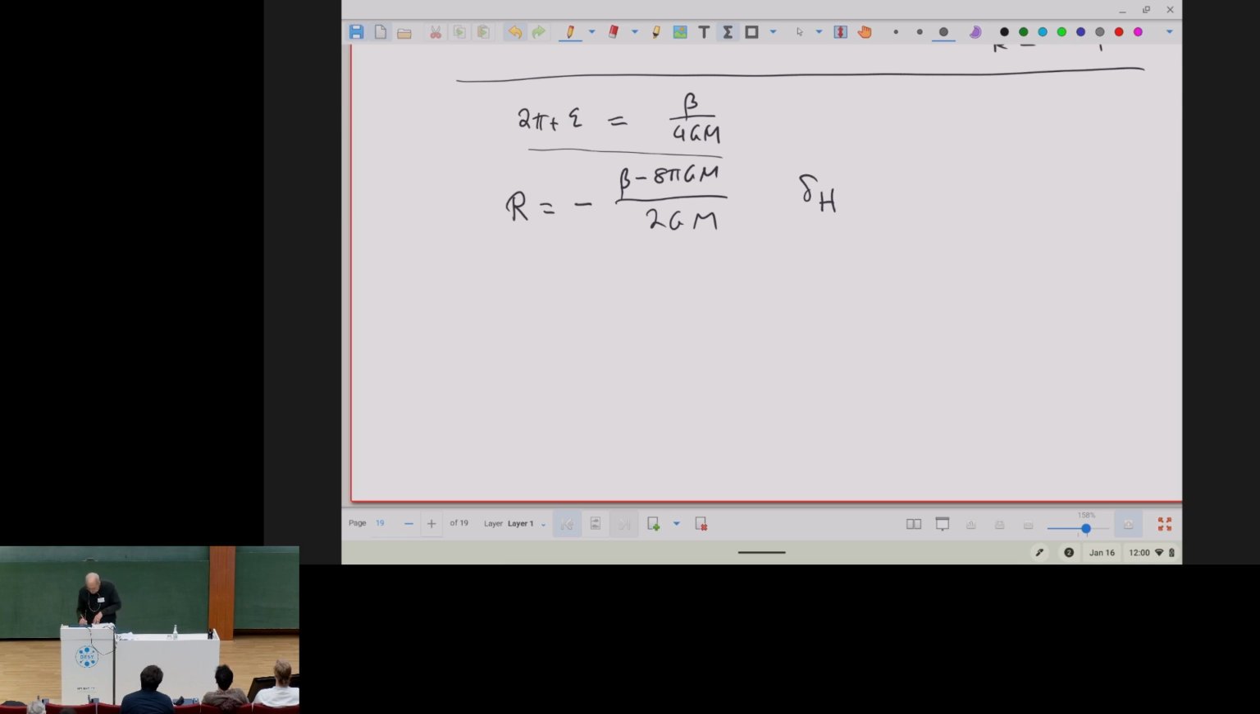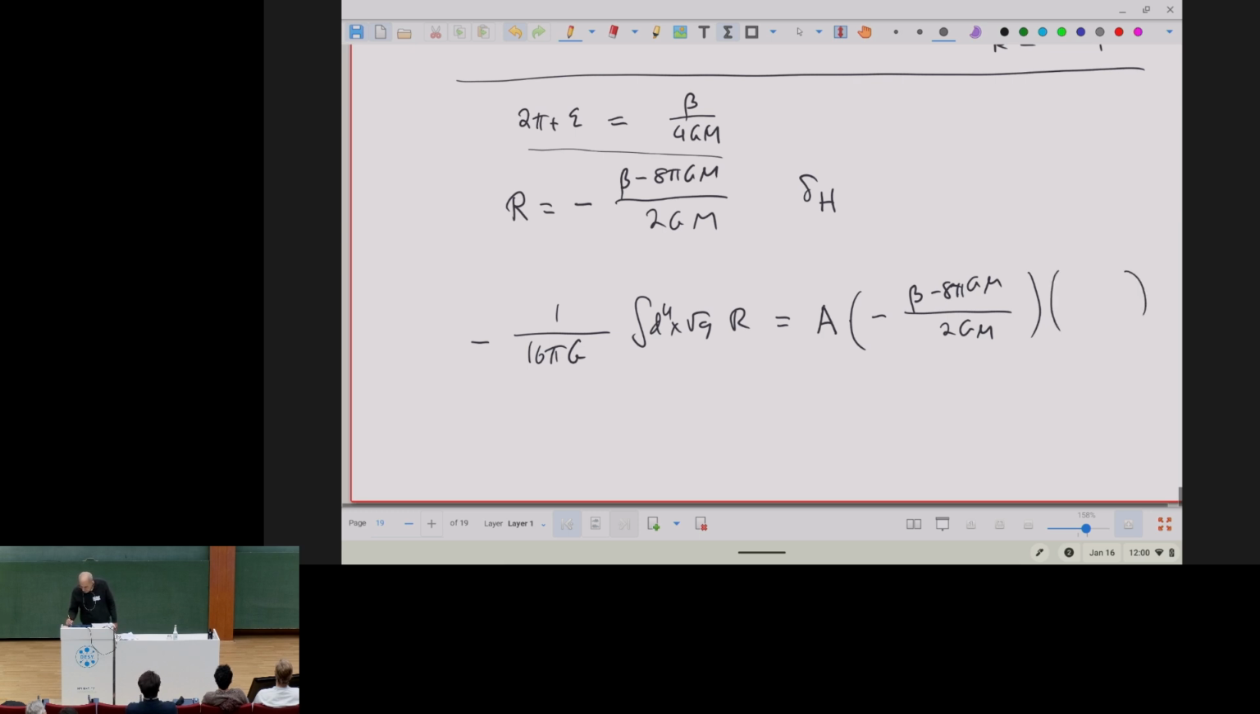And so it contributes minus 1 over 16 pi G times the integral d^4x square root of g times R. So we integrate over the directions normal to the horizon, picking up the delta function with this coefficient, and then we integrate over the horizon. So the integral over the horizon gives us a factor of the area, and the integral over the normal directions gives us this factor minus (beta minus 8 pi GM) over 2 GM. And there's a minus 1 over 16 pi G already sitting there.